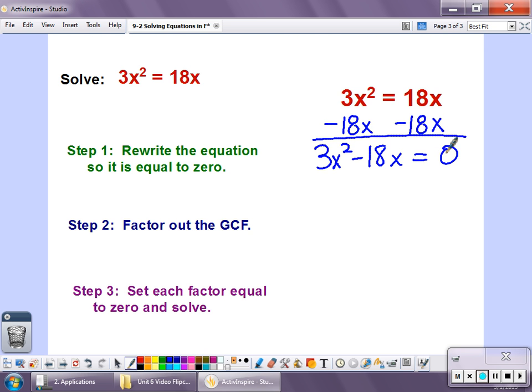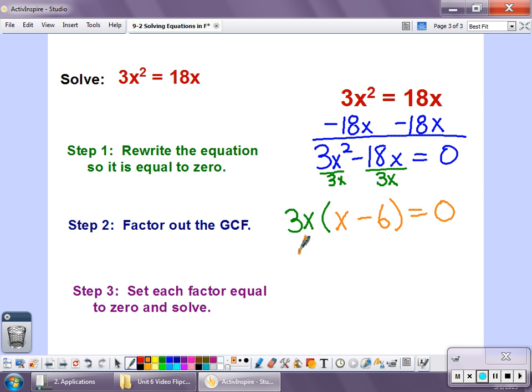So now I have an equation that equals 0. It needs to be factored. So again, two terms. I'm going to look for my GCF, which is going to be 3x. I'm going to pull that 3x out of each of these terms here. And that's going to leave me with x minus 6. So now I have an equation equal to 0 that is in factored form.